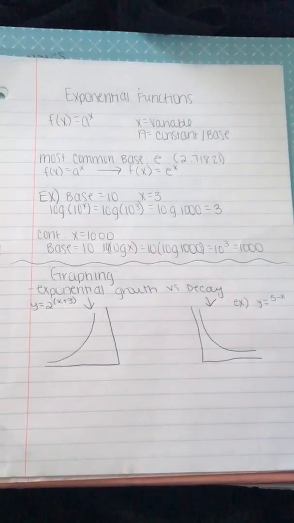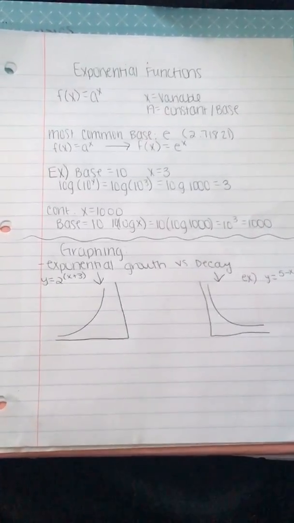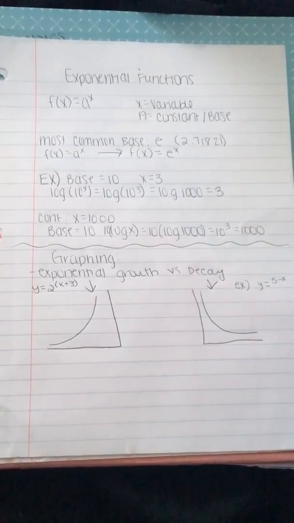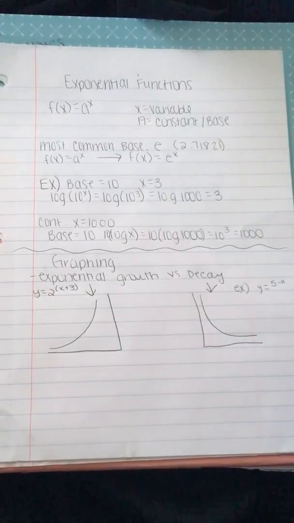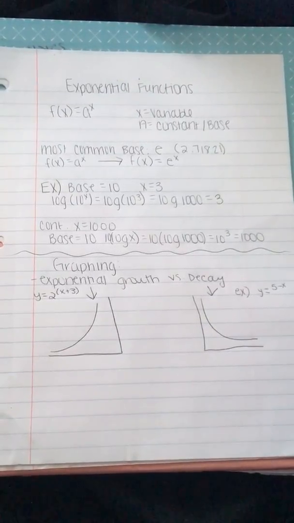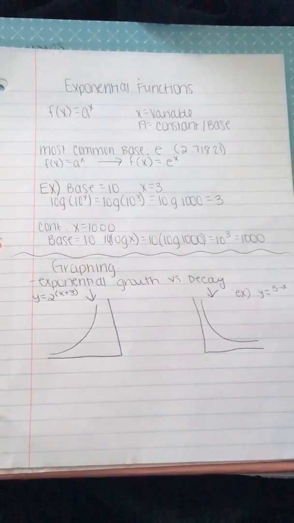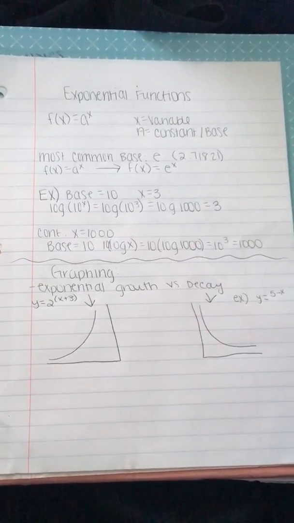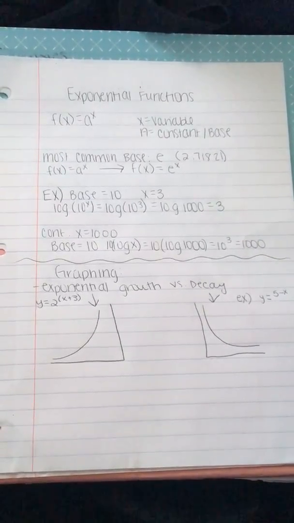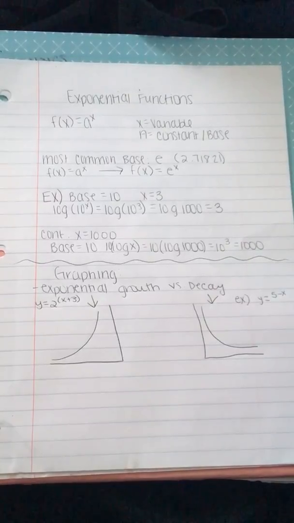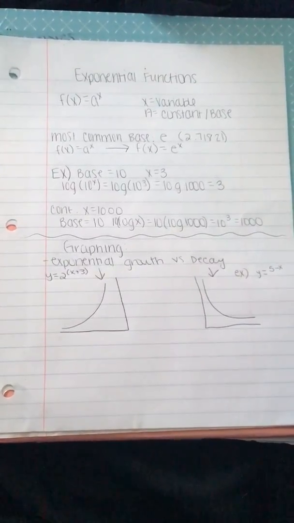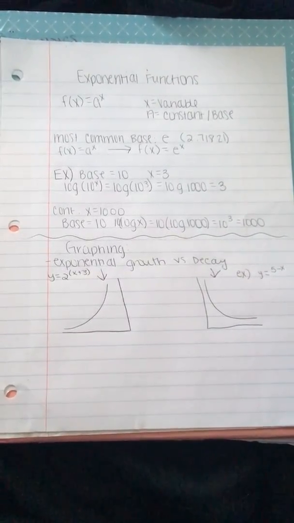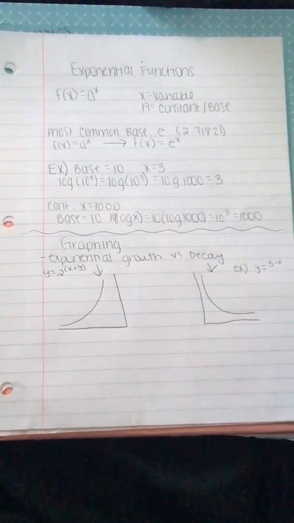Okay, so the topic we're covering is exponential functions, and that is a mathematical function in the form of f of x equals a raised to the power of x, where x would be the variable and a is a constant or the base of the function. So the most common base that's used is e, which is also equal to 2.71821. And using e, you would take f of x equals a to the power of x and change that to f of x equals e raised to the power of x.